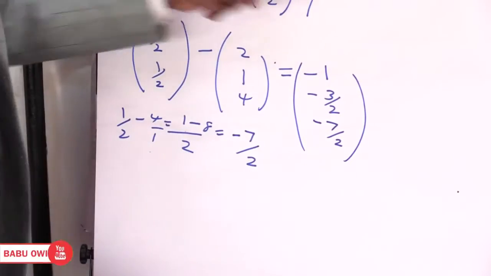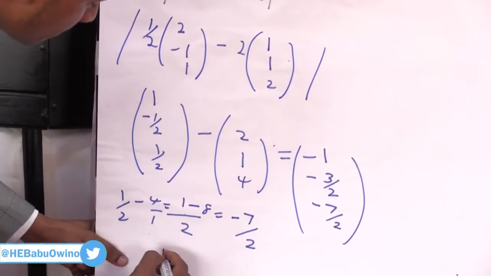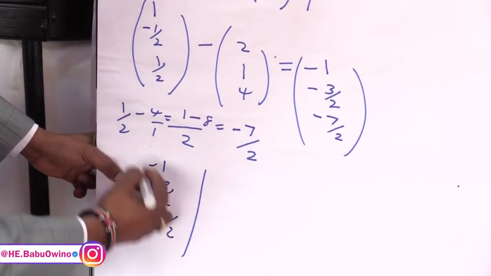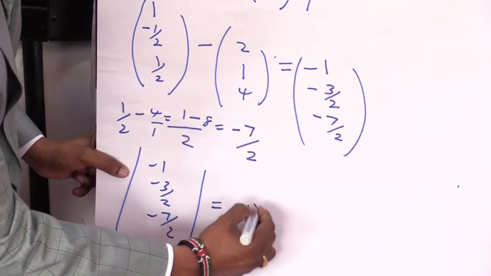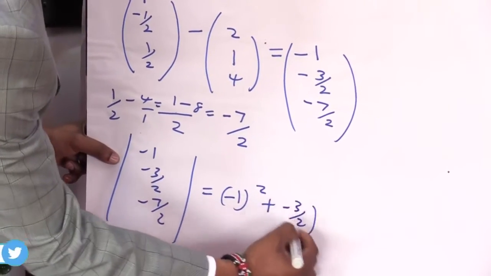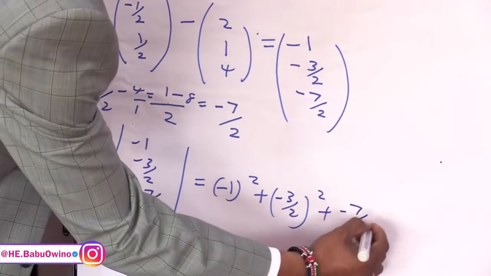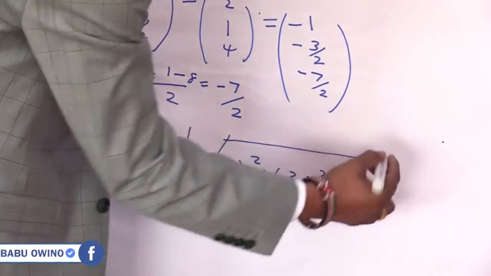But they want the modulus. Are you seeing these signs? So if they want the modulus, it is minus 1, minus 3 over 2, then minus 7 over 2 into that sign. What does this mean? It means minus 1 squared plus minus 3 over 2 squared plus minus 7 over 2 squared, everything into the square root.